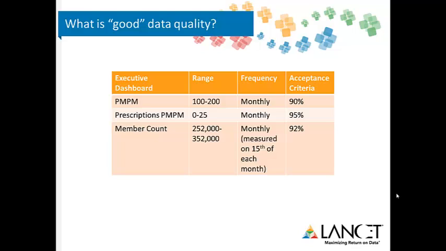So our project, as you can note here, is our executive dashboard. And one of the first things we're going to report on is a per member per month metric. And so our range for this is between 100 and 200, and we get this data monthly, and our acceptance criteria is 90%, which means that 90% of that data should fall within a 100 to 200 range. And because it's monthly, we do that on a monthly basis, et cetera, et cetera. And the same goes for the number of prescriptions per member per month, and then the member count itself, which I specifically called out, that's measured on the 15th of each month.